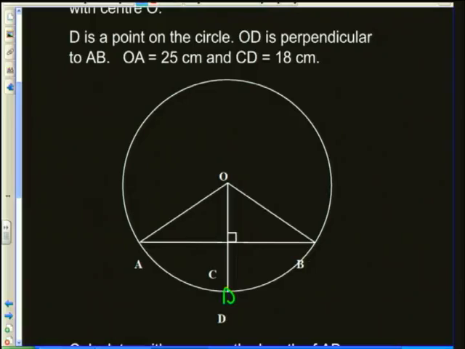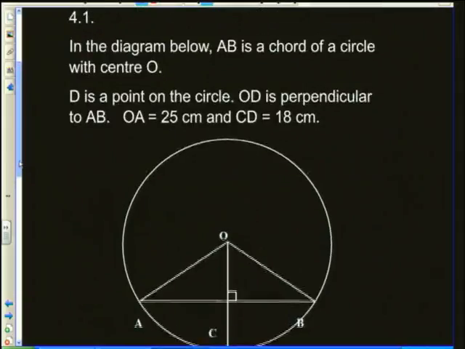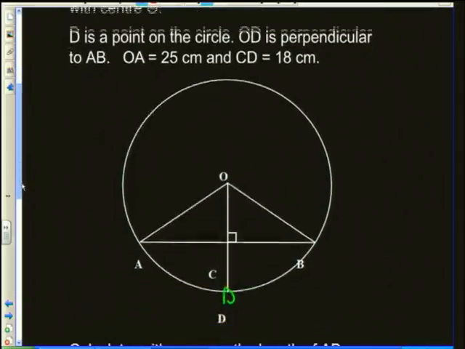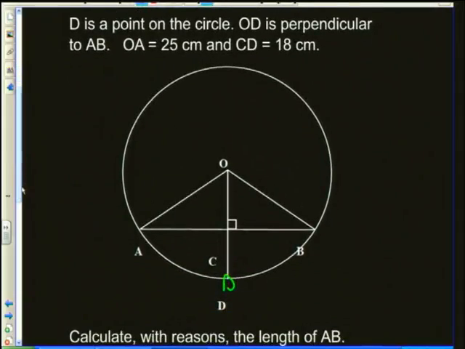So let's just put all this stuff in. Remember what I said earlier: put all the information you know onto your sketch. It'll make your life much easier. Right. So I know that O is the center. So if O is the center, it means that OA and OB are the radii of my circle, and so is OD.